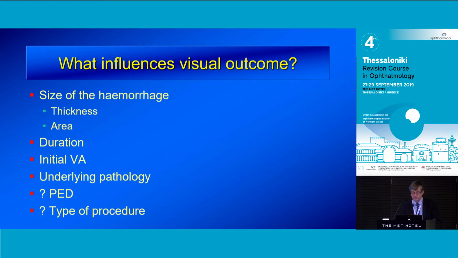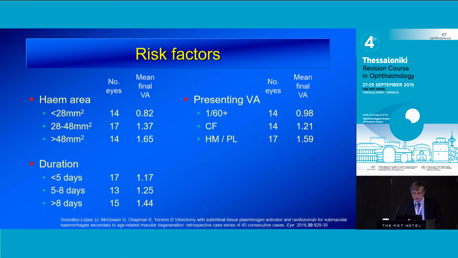The sooner these are treated, the better the outcome. The initial visual acuity reflects the ability of the photoreceptors to recover, and the underlying pathology is important as well. We've already said that macroaneurysm tend to be fairly benign, the hemorrhage there anyway. Other possible things that might affect the prognosis are the pigment epithelial detachment, and last of all, the type of procedure that you do to displace the hemorrhage. And I think that actually doesn't matter very much. The other things matter far more. So let's look at those risk factors.